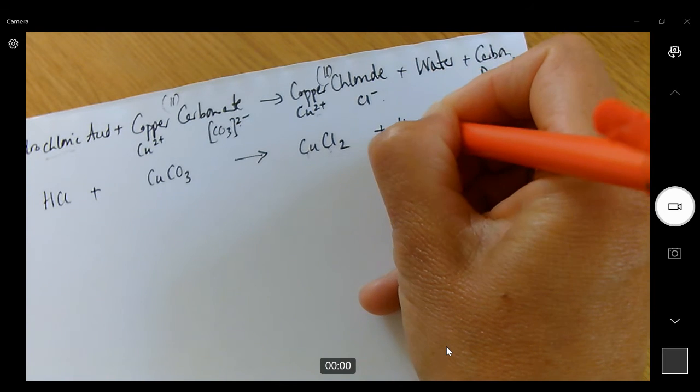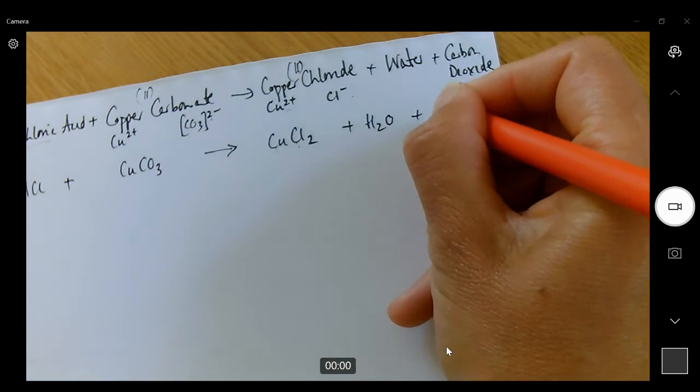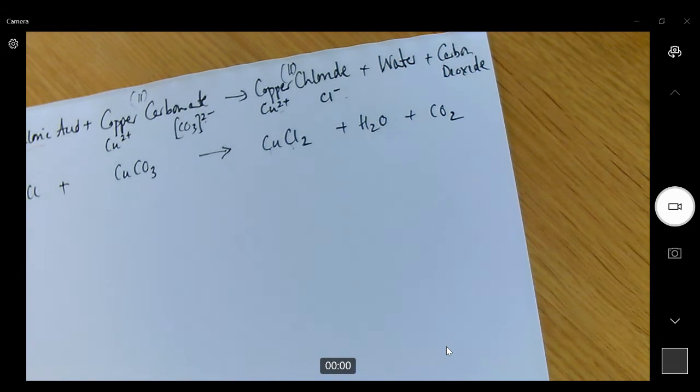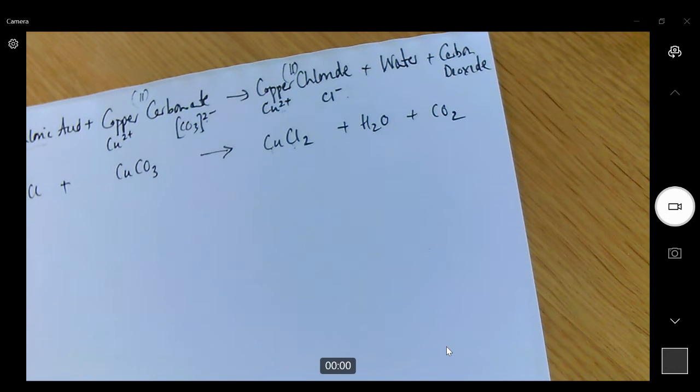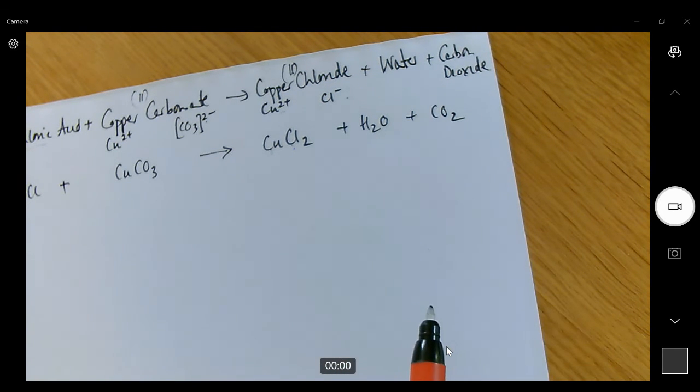Plus water. Hopefully you all know the formula of water. And hopefully you all know the formula for carbon dioxide. But you could work those out. They're small covalent molecules. They share electrons, and you could work those out.